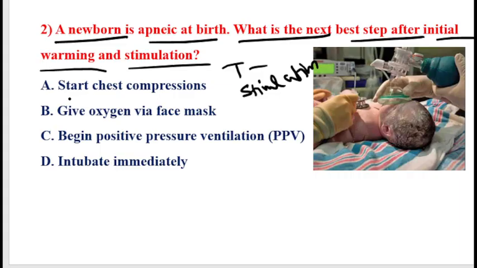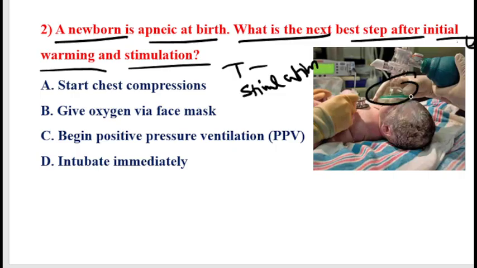Option A, start chest compression. Option B, give oxygen via face mask. Option C, begin positive pressure ventilation. Option D, intubate immediately. After initial warming, drying the baby and stimulation, the next step is we have to take an ambu bag and mask. You can see here, this is the ambu mask and this is the ambu bag.